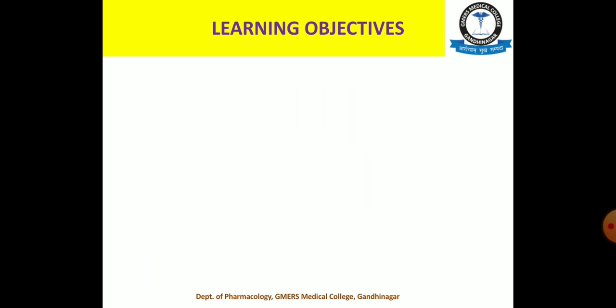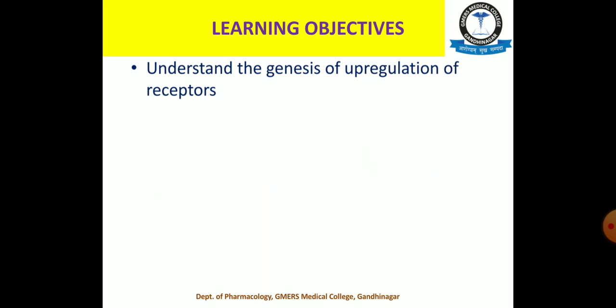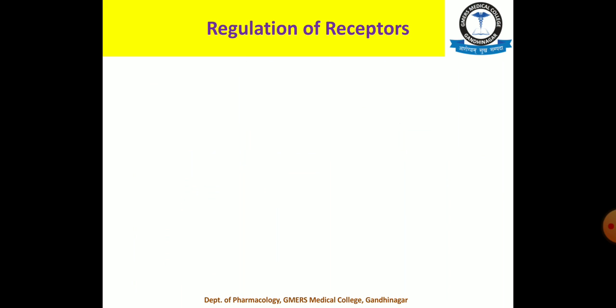Now, the learning objectives of today's lecture are: understand the genesis of upregulation of receptors, then the genesis of downregulation of receptors, and then the clinical importance of upregulation and downregulation of receptors.